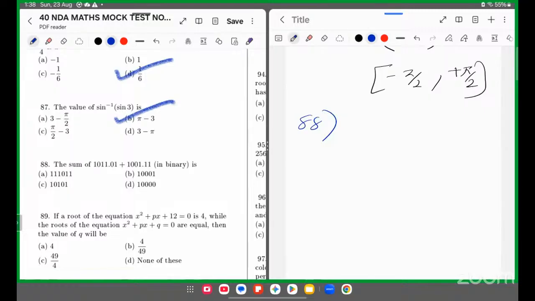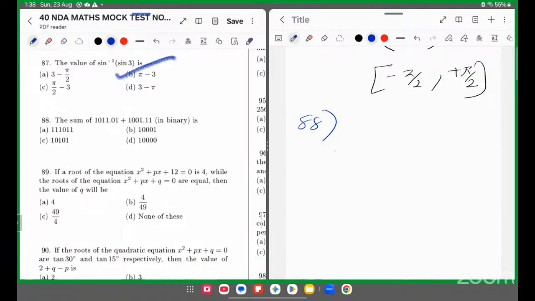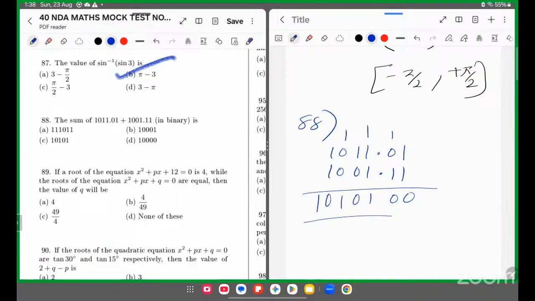Number 88. The sum of 1011.01, 1001.11, 1 plus 101, 1 plus 101, 1 plus 1, 1 plus 101, 1 0 1 0 1.